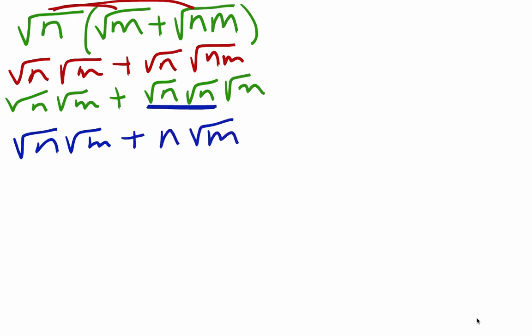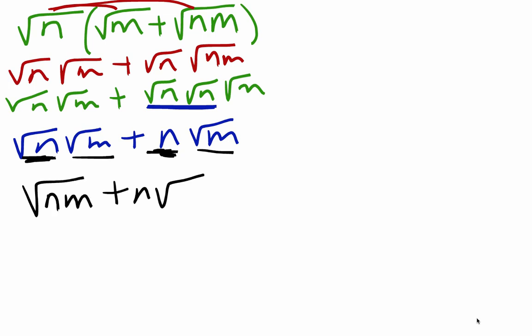And we cannot put those together. I know you can see that you have this and this, but you can't add these together because you don't know what this is and you don't know what this is. So then my final answer would be square root of nm, because I'm going to put those back underneath one, plus n square root of m.